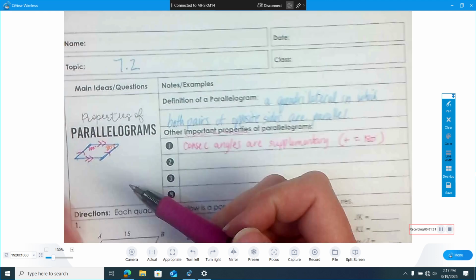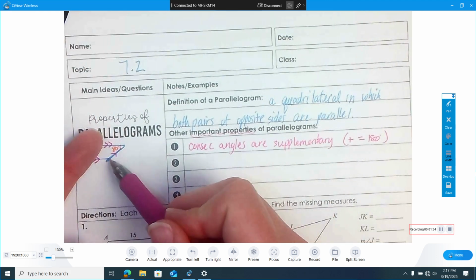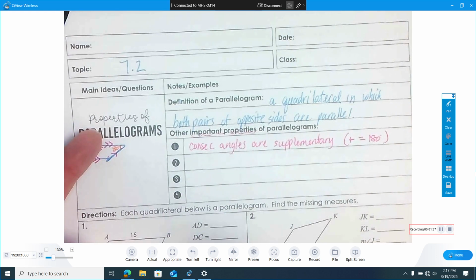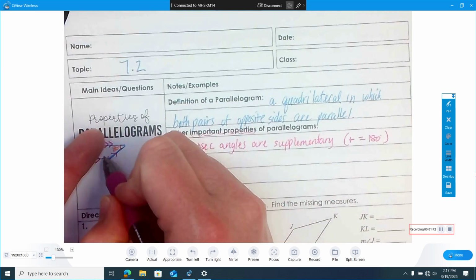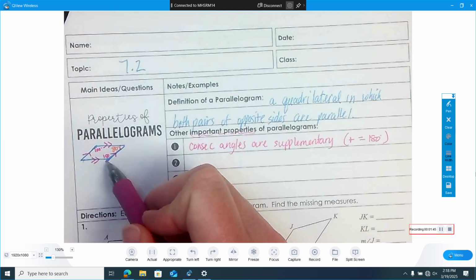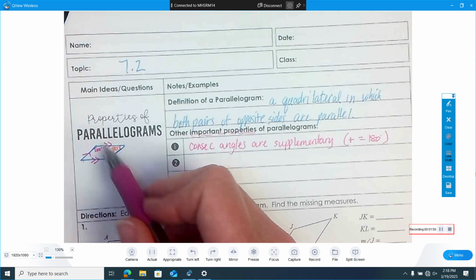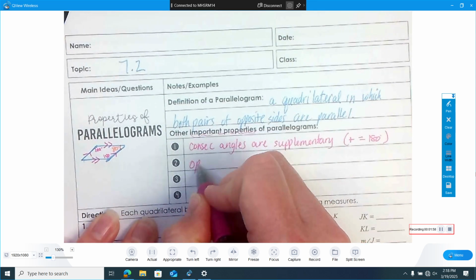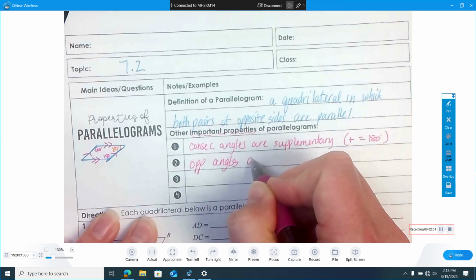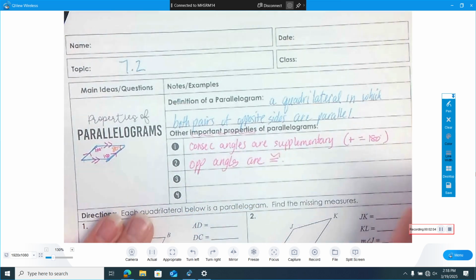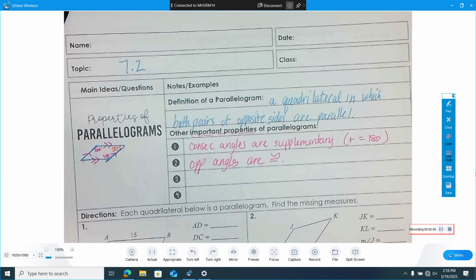So now, if I'm looking just on this right-hand side, what's this angle down here? 100. How do we get that? They're consecutive, one after the other. So we got an 80 and a 100. They add to be 180. Hey, look at that. What do you notice about these opposite angles now? They're the same. Yes, they are. Opposite angles are congruent. So you can see those hundreds are the same.